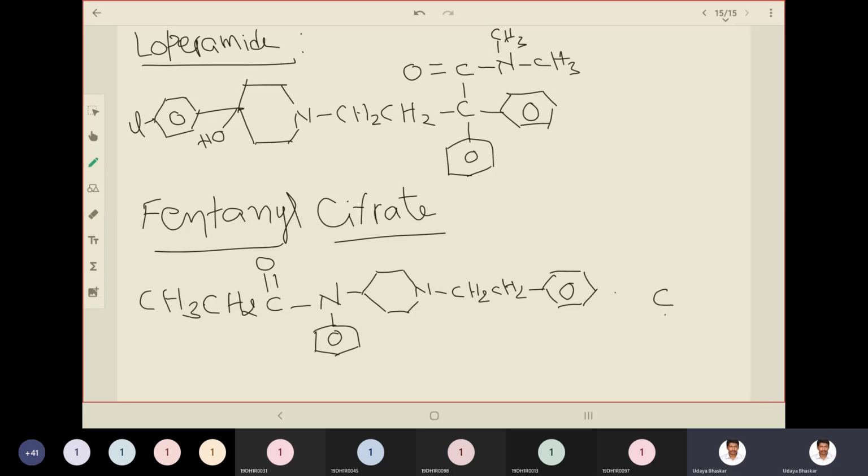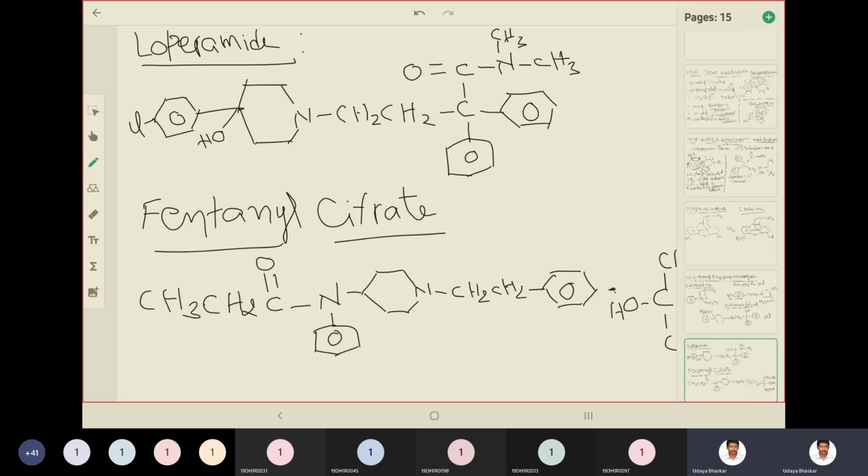It is a 3 carbon acid containing CH2, CH2, and all the 3 carbons have the carboxyl groups, with a hydroxyl group. So this is how the citrate salt looks. Okay. So this is the structure of fentanyl citrate, and let us see the synthesis of fentanyl citrate.